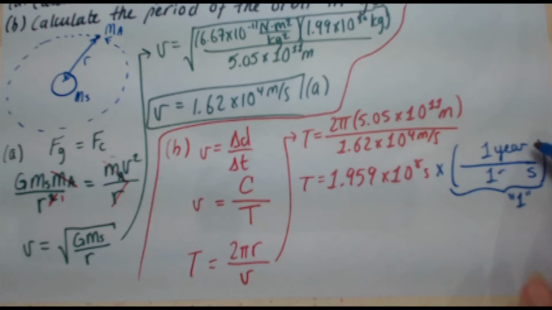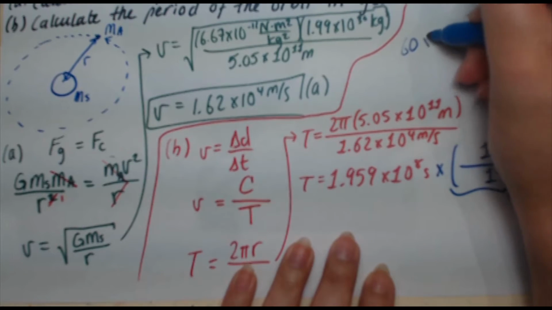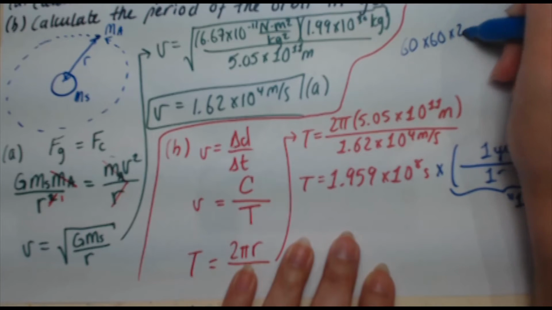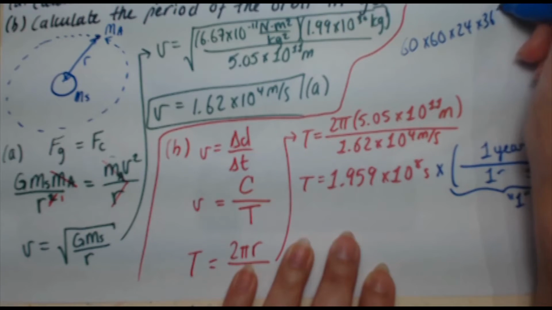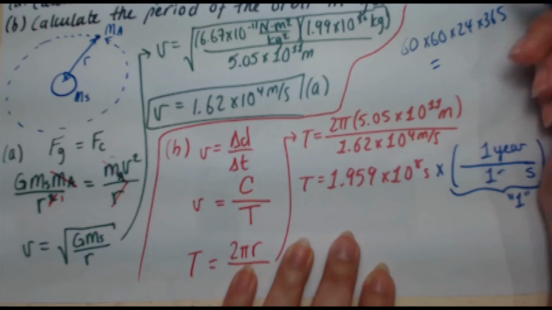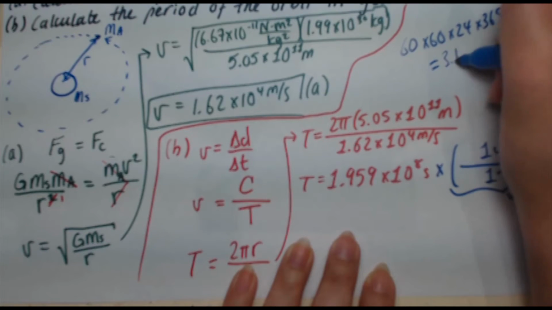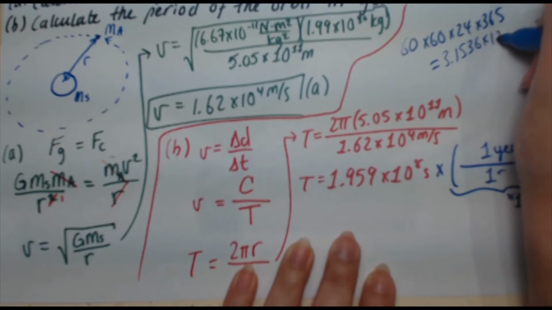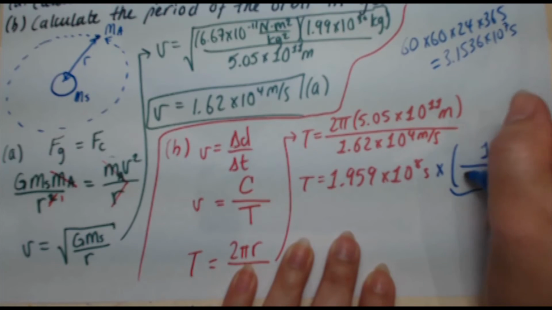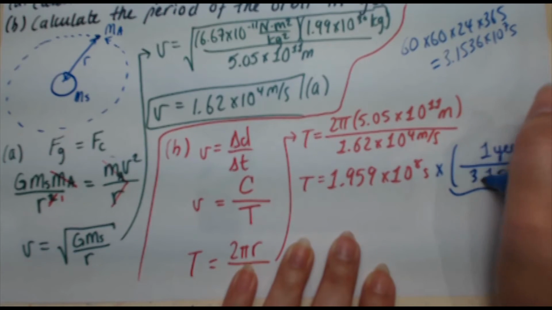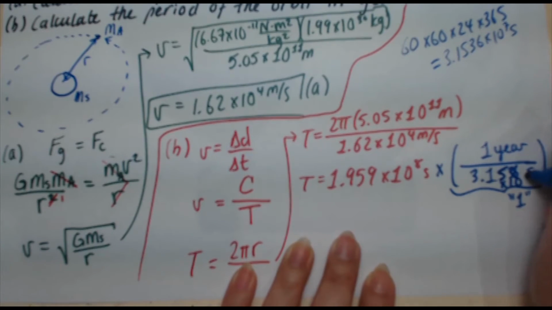Now, you ask yourself, what ratio of years to seconds equals 1? Well, you ask yourself then, how many seconds are in a year? Well, there's 60 seconds in a minute times 60 minutes in an hour times 24 hours a day times 365 days a year. And when you do that calculation, you end up with 3.1536 times 10 to the 7 seconds. Okay, so let's do it like this.